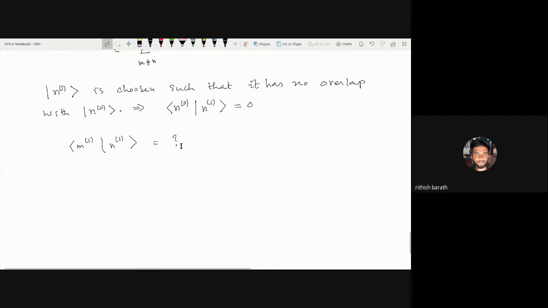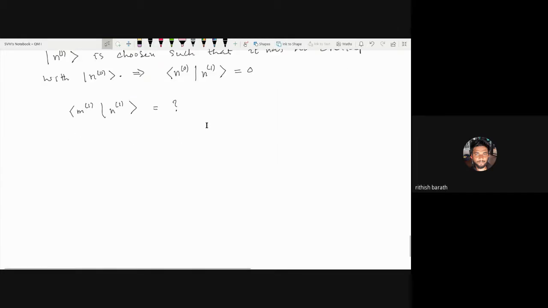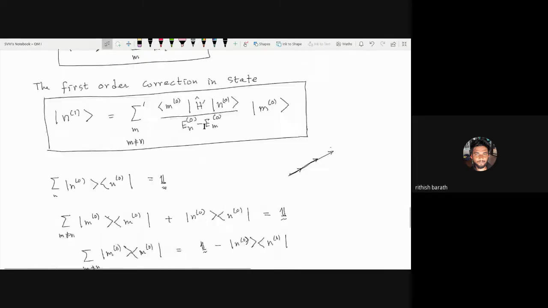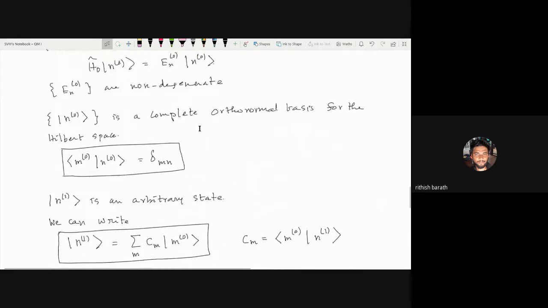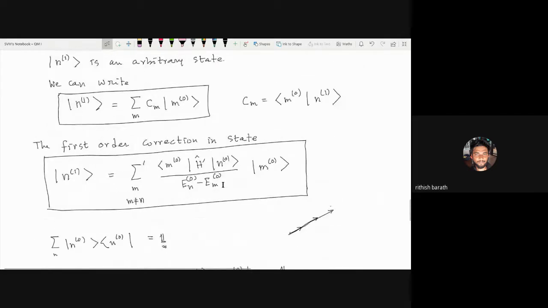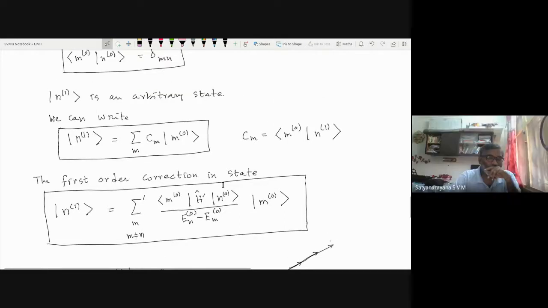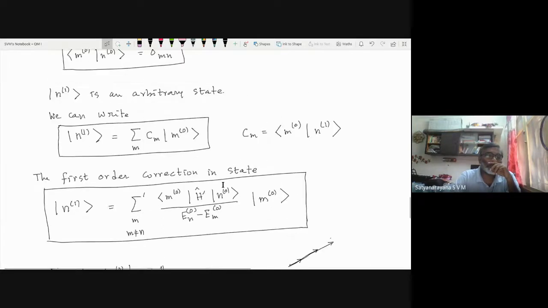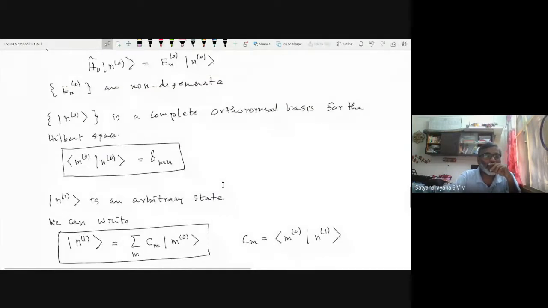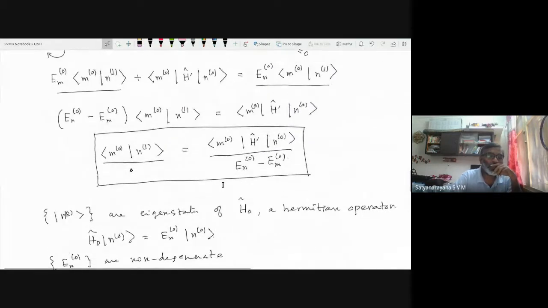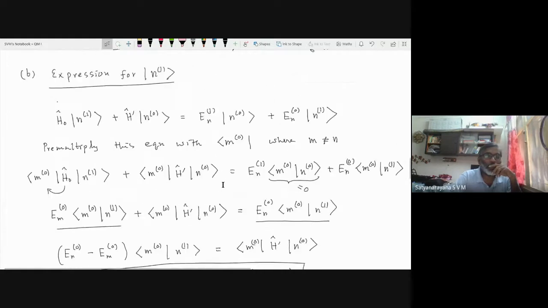Okay. So is that clear? Okay. So now what we have done so far is that we have obtained an expression for first order correction in the energy and first order correction in the eigenstate. Okay. So very good. So now what we have to do, we have to go on and then ask what is the second order correction in energy, etc.